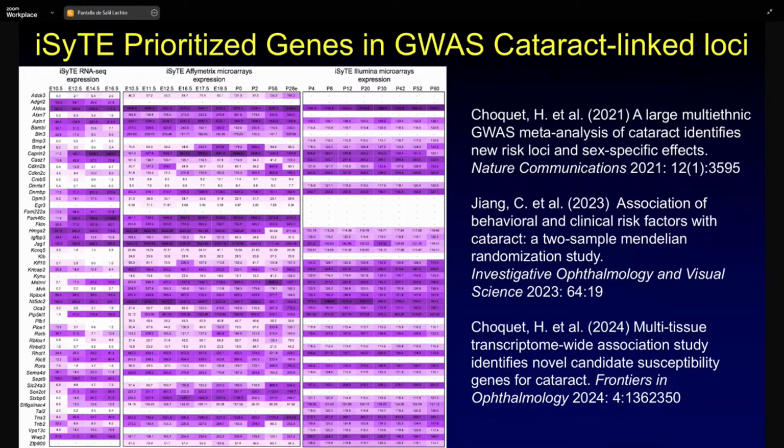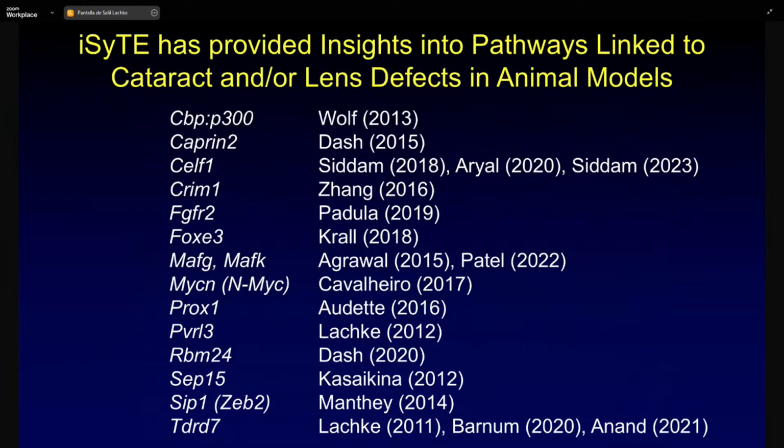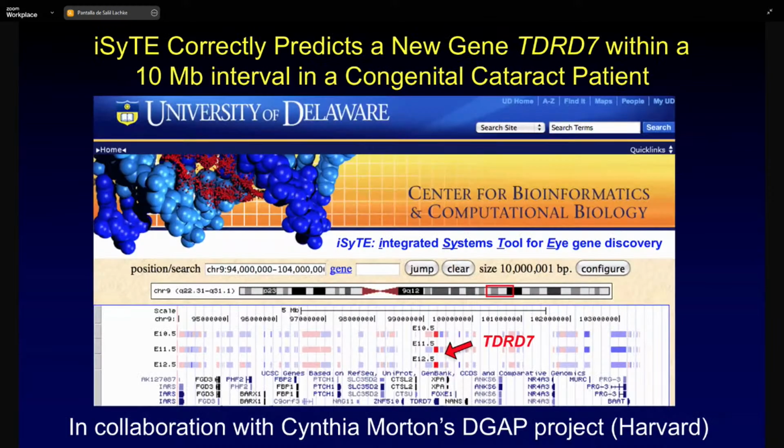This is a recent paper that I collaborated on with Dr. Ellen Chokwe from Kaiser Permanente Institute. And of course, over the years, we have also found new genes and new pathways in animal models. So how does it work?